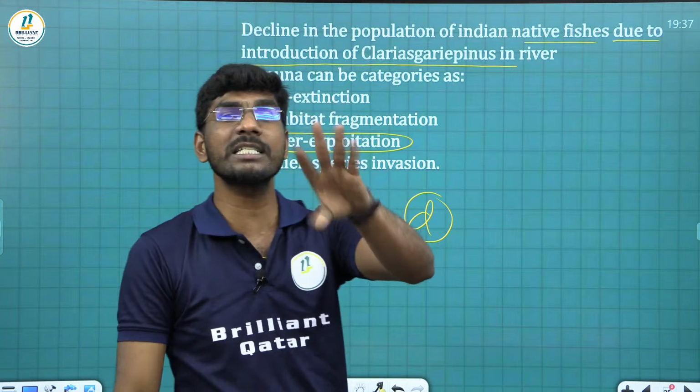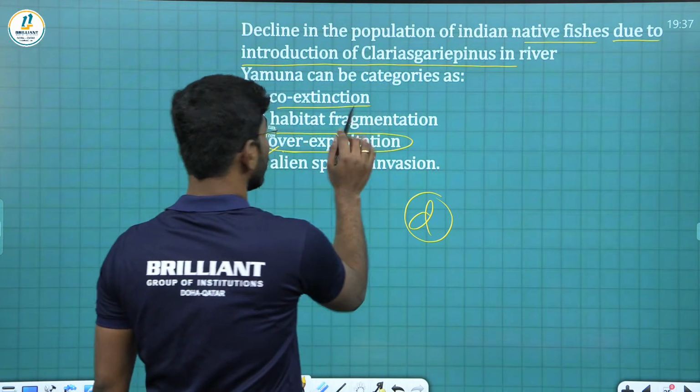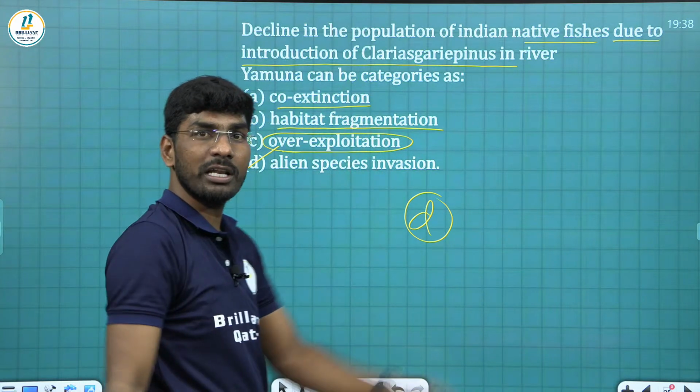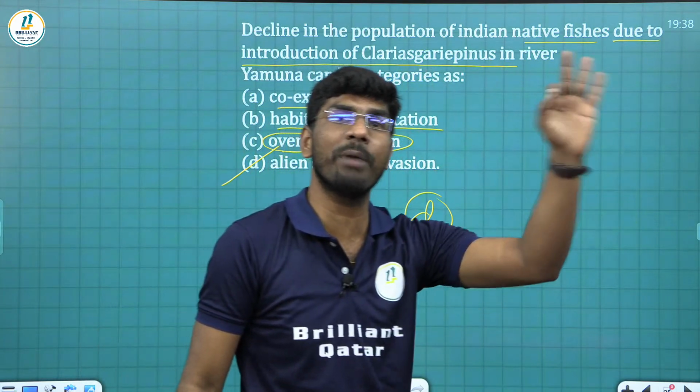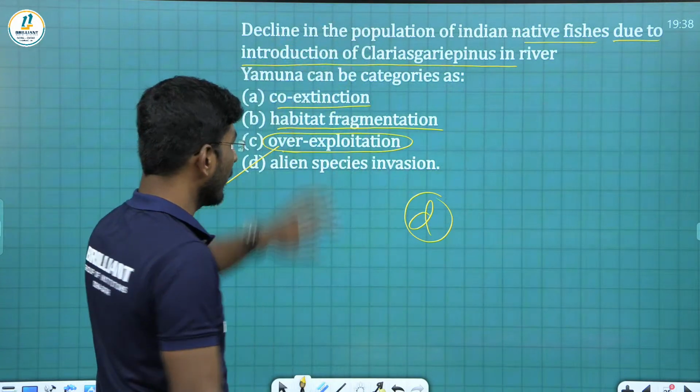There are 4 reasons given: co-extinctions, like the dodo bird and plant, and habitat fragmentation. Both of these 4 are what? Tell me, major causes of loss of biodiversity. But here there is only alien species invasion. So we are going with option D.